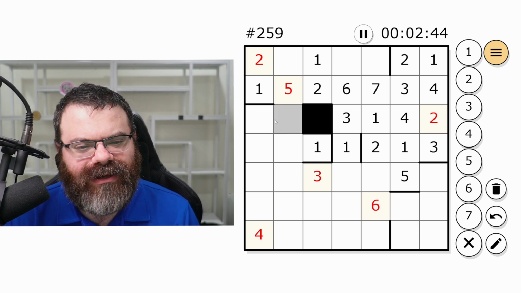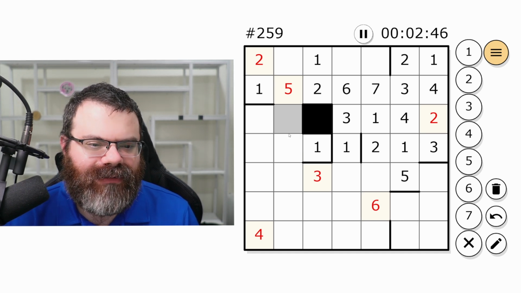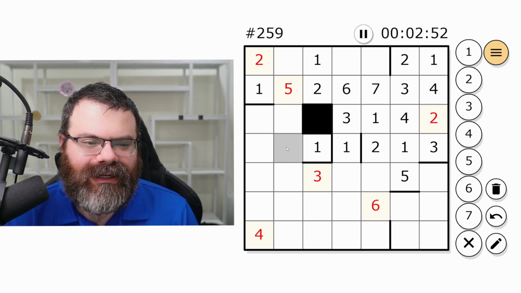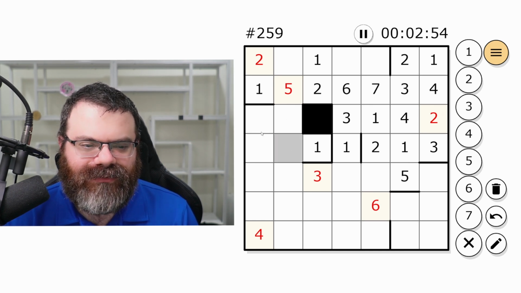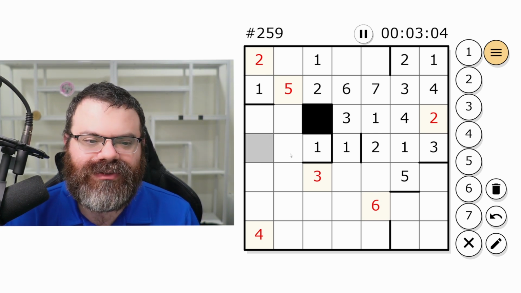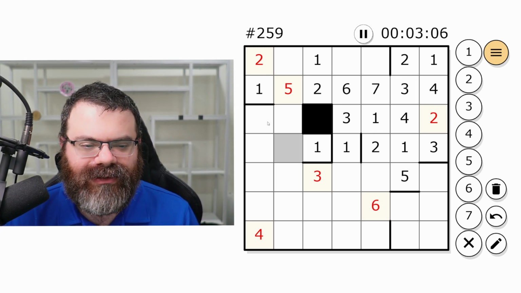There is an X-wing on 2s here. This is a pretty easy one to see even without marking it, because we need a 2 in one of these two cells. This segment needs a 2, and this segment needs a 2. And they line up in these two columns, right? So how many 2s are in this segment and this segment? Two vertical segments all have 2 2s, and these 2 horizontal segments tell us where those 2 2s go. They either go like this or they go like this.